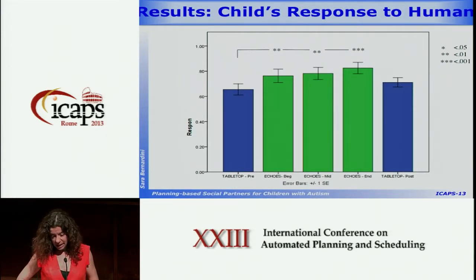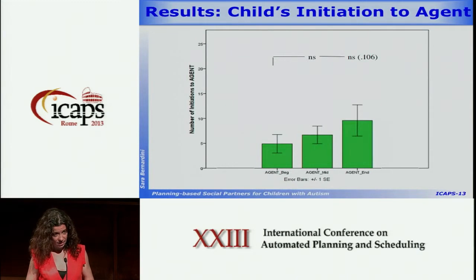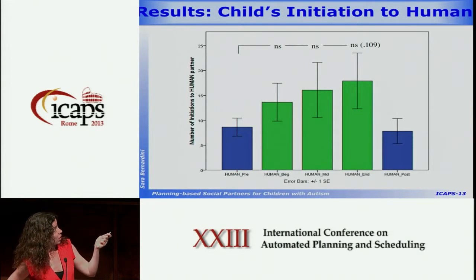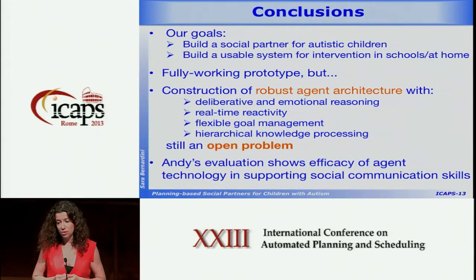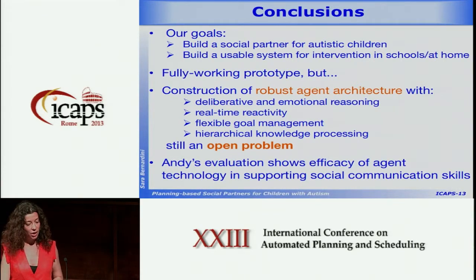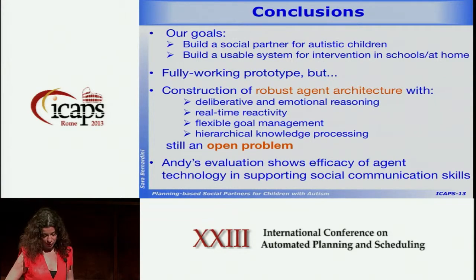And then these are actually our main results, concerning child initiation to the agent. And this is a skill rarely observed in autistic children. So you can see here an improvement, and also the same here for initiation to the human practitioner. So our goal was to build a social partner for autistic children. We created this fully working prototype with good evidence that we had a good result, but still there are many open problems in creating a robust agent architecture for this kind of user. Okay, thanks.